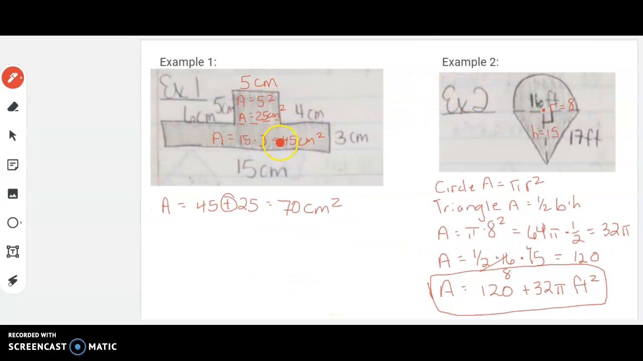Here, finding the composite figure, I'm finding the areas separately. I'm splitting it into a rectangle and a square, and then I add the 2 areas together. Here I have a half circle and a triangle, so I found the area of the half circle and the area of the triangle, and then I add them together to get the composite. Okay, now it's your turn to practice.